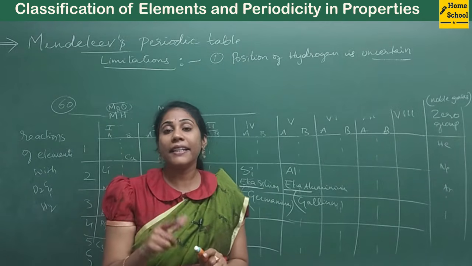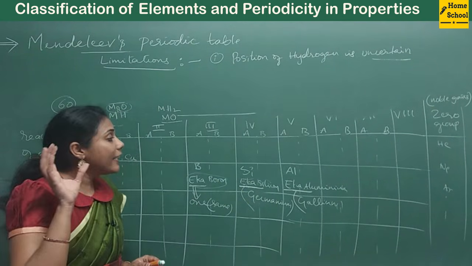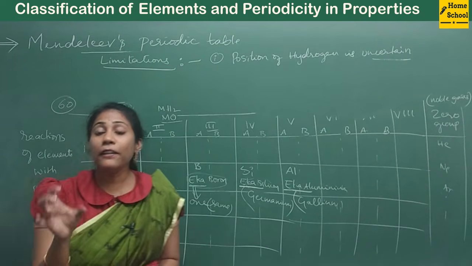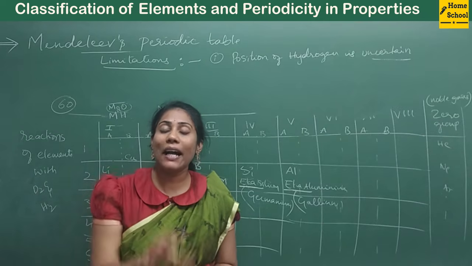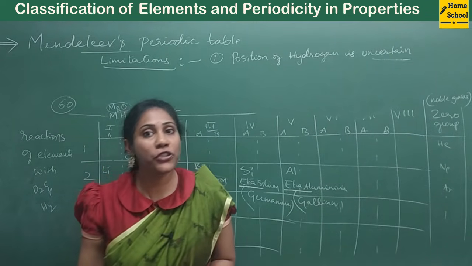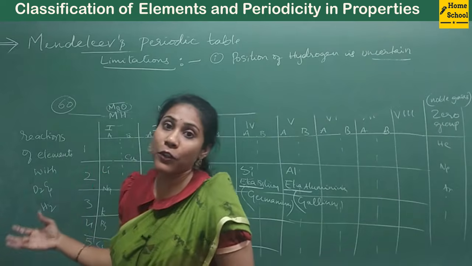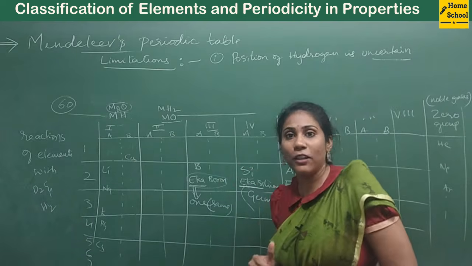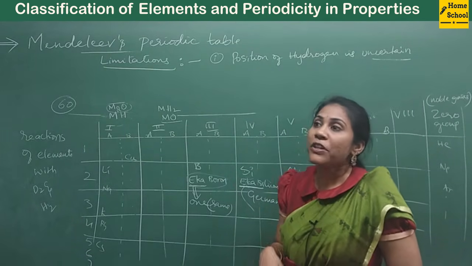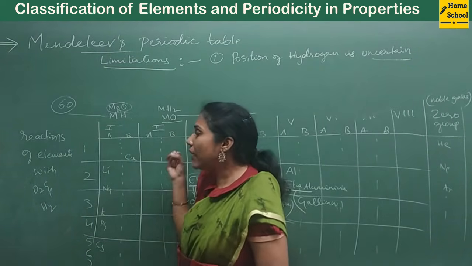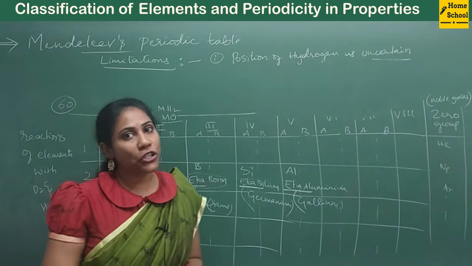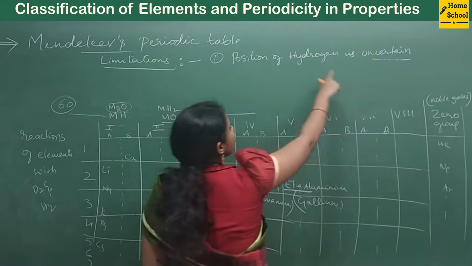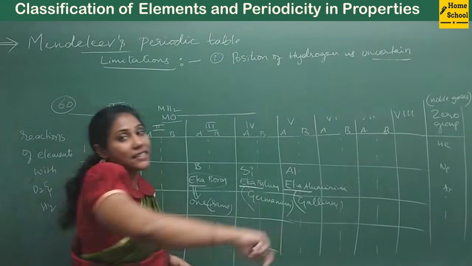Hydrogen shows similarities with alkali elements, and it can also show similarities with halogens. Halogens are nothing but fluorine, chlorine, bromine and iodine. So he was in a confusion about where to place hydrogen, whether with alkali metals or with halogens. So this was a big doubt, and that is the reason he could not do justice to the position of hydrogen. That's why we say the first limitation is that the position of hydrogen is doubtful, that is, uncertain.